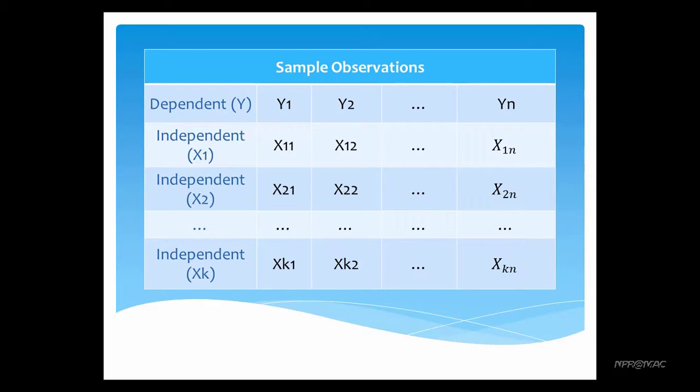In simple language, what it means is that the values of x variables are under our control. We are free to change the values of these x variables. But the value of variable y is beyond our control.